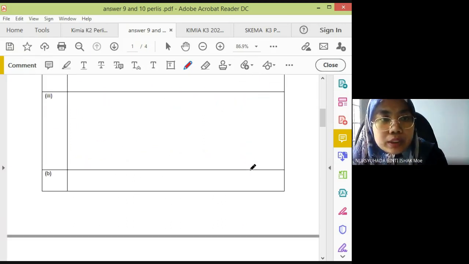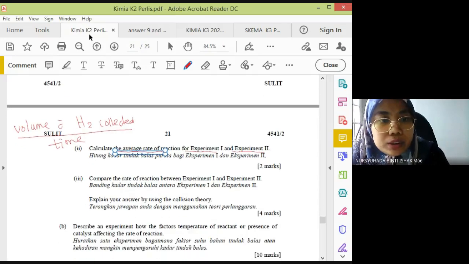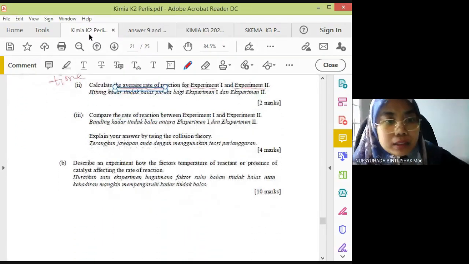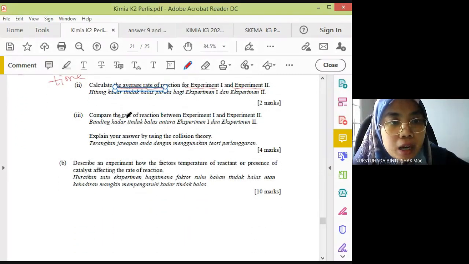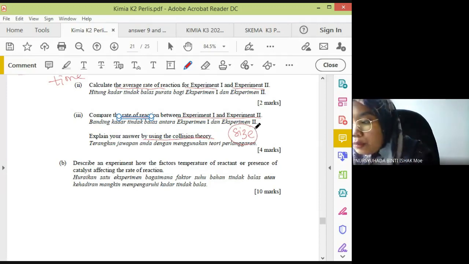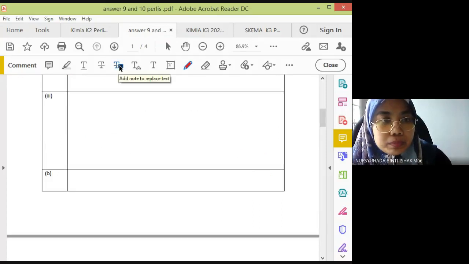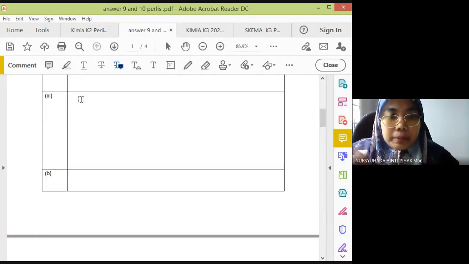Okay, next question 3. Alright, question 3. 4 marks. They ask you to compare the ROR between experiment 1 and experiment 2 by using the collision theory. So collision theory here we focus about size. Okay, now apa kita nak tulis? First, okay, so kita nak tulis apa? Rate of reaction.